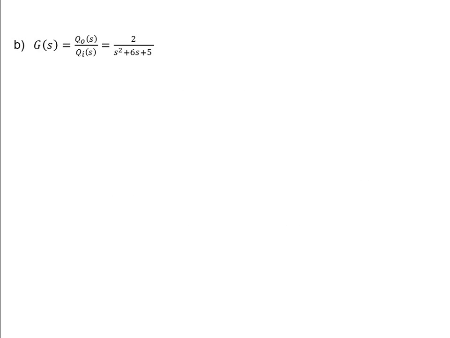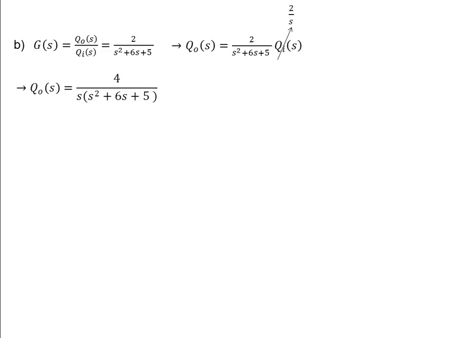So for the second part, or part B, G(s) is equal to Q0 over Qi, which is 2 over s squared plus 6s plus 5. If I apply Qi(s) as 2 over s, I will have Q0(s) equal to 4 over s squared plus 6s plus 5. If I find the roots of this second order polynomial, I see I have two simple roots, one s equal to minus 1 and another one s equal to minus 5.